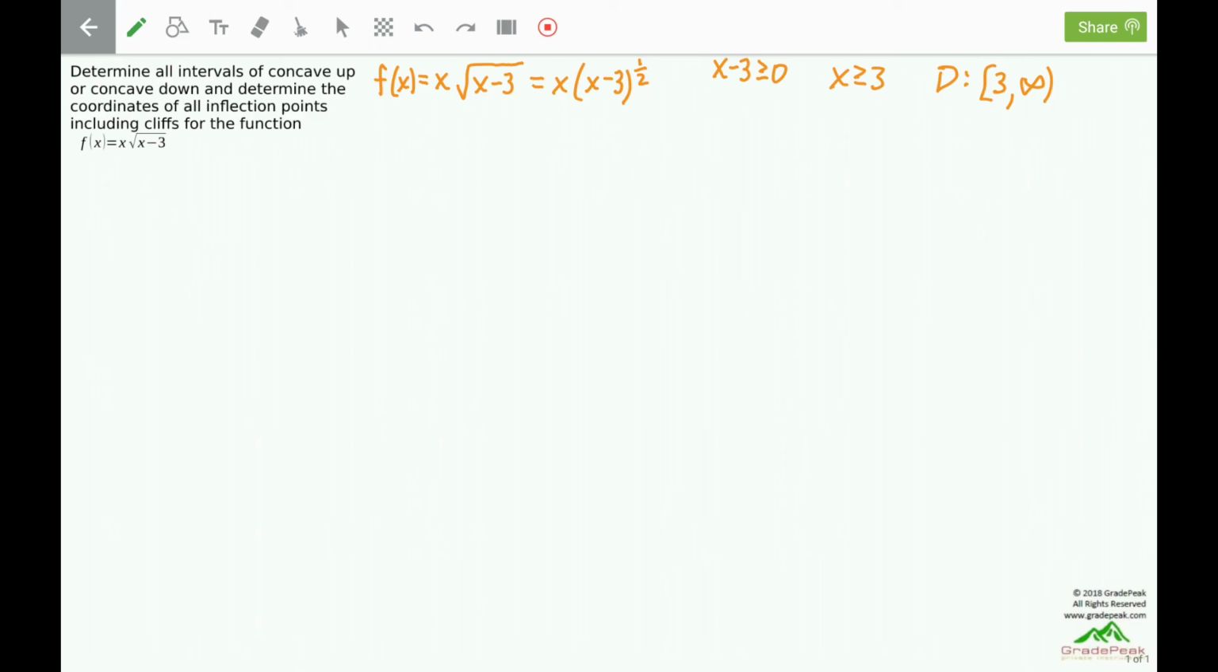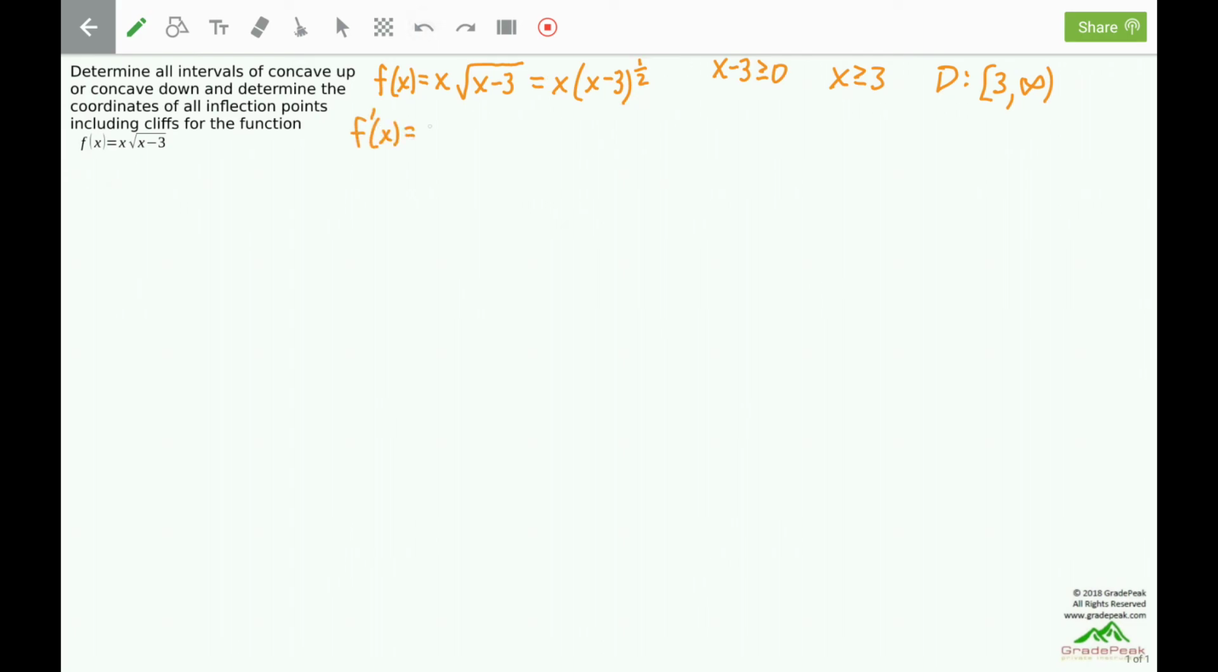The next thing to do is find all candidate numbers. We will need the second derivative for this. We will start with the first derivative. f of x is a product of two expressions, so we will make use of the product rule from the fractional exponent version of f of x.